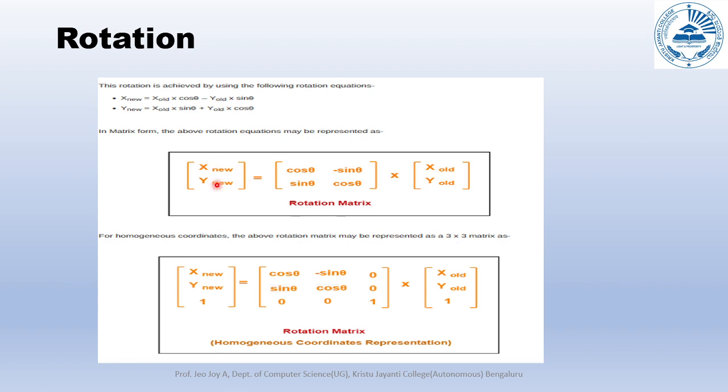The column matrix x new, y new can be obtained by multiplying the 2 by 2 matrix with the 2 by 1 matrix as given here. And the same rotation transformation can be represented with the homogeneous triplet as a 3 by 1 resultant matrix, which is the product of a 3 by 3 matrix and a 3 by 1 matrix like this.